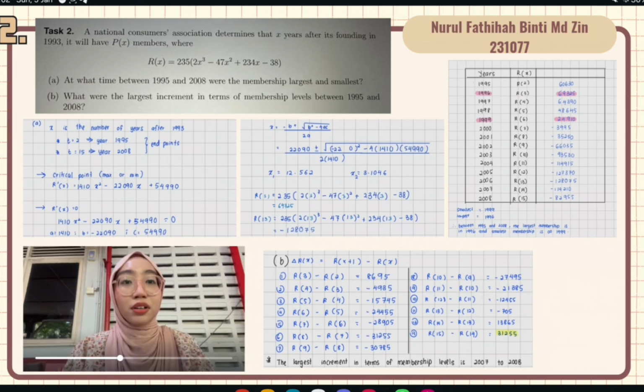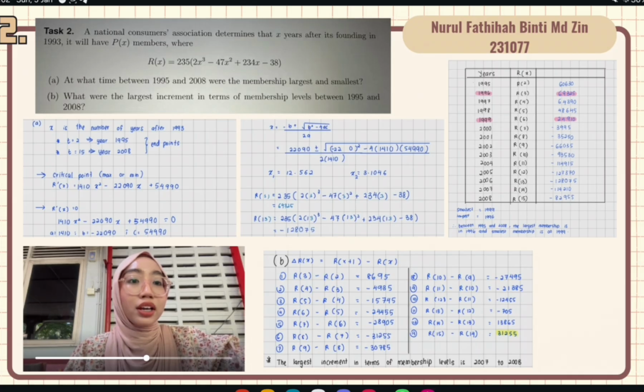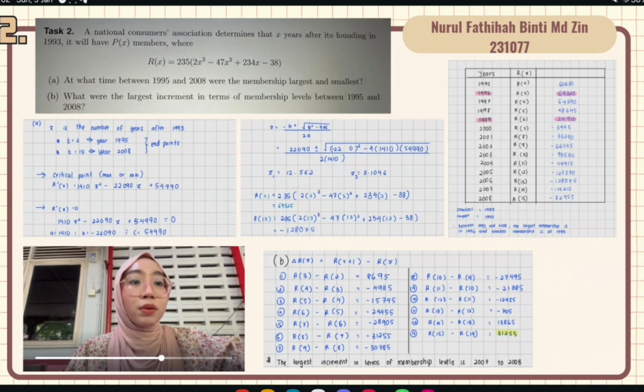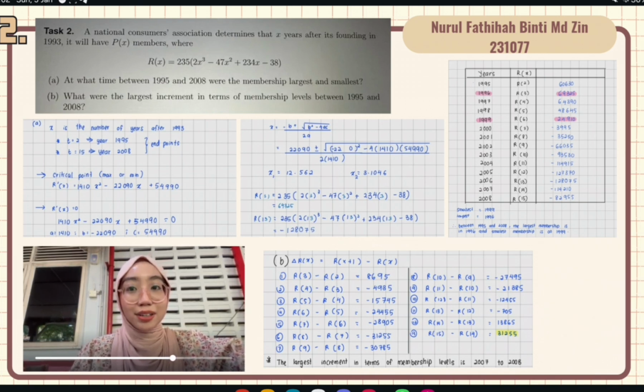The answer for the value 3 is 96,325, and for the value 13 is negative 128,075. The question asks about membership, so it is impossible for the membership to be negative. If we refer to the table and substitute one by one, we will find the largest membership is in 1996, and the smallest membership is in 1999.